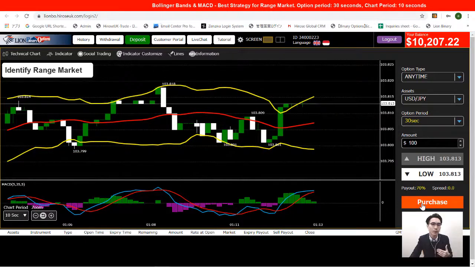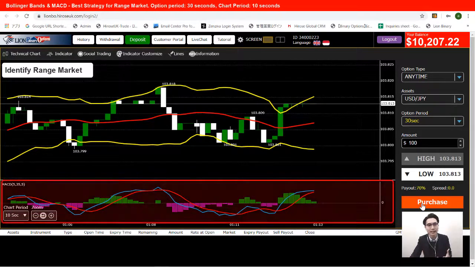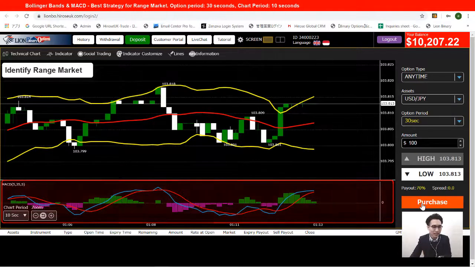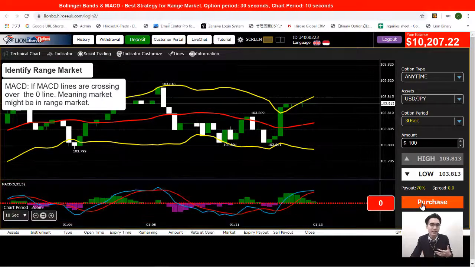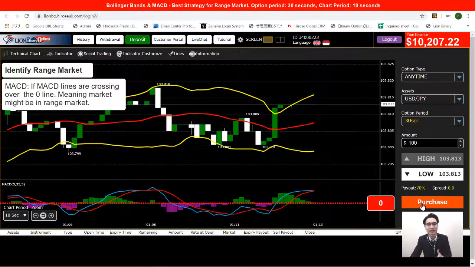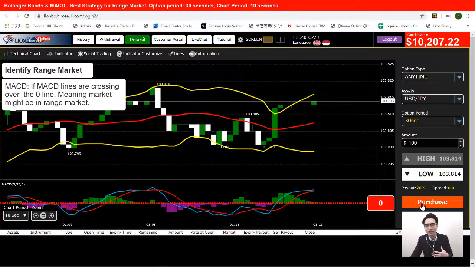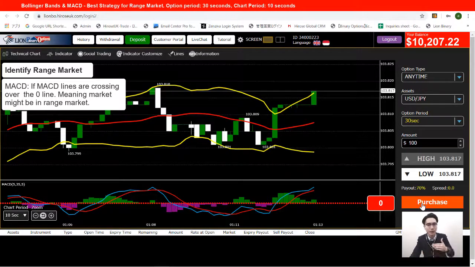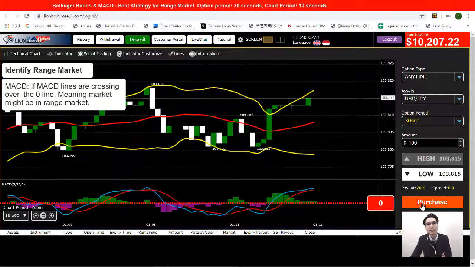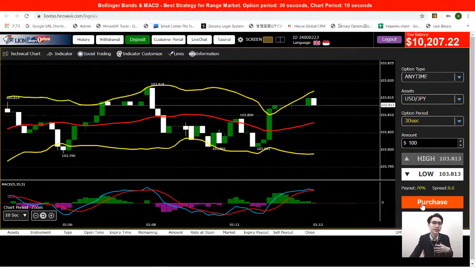Another way for you to tell whether the market is in a range or not is to take a look at the MACD. We can see that the blue line and the red line in the MACD keep crossing over the 0 line. That means neither the upward movement nor the downward movement is dominating the market. They're fighting with each other, and that means the price is in a range market as well. So these are the 2 ways that you can identify a range market.